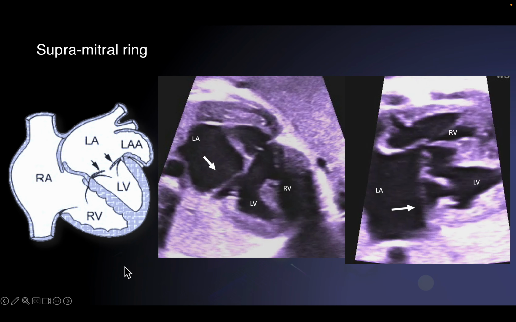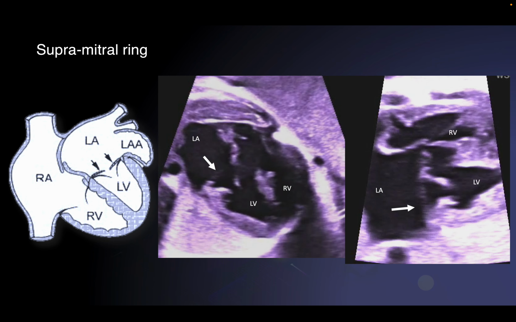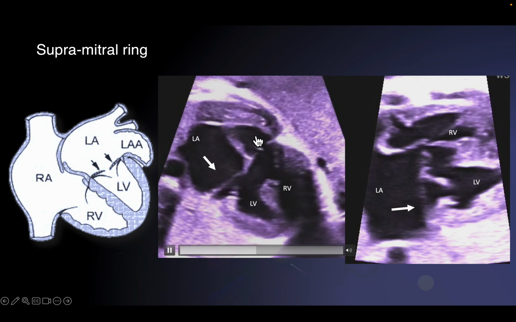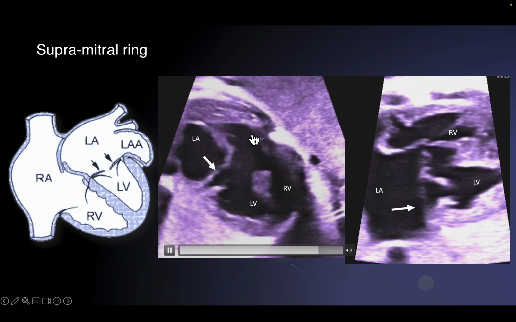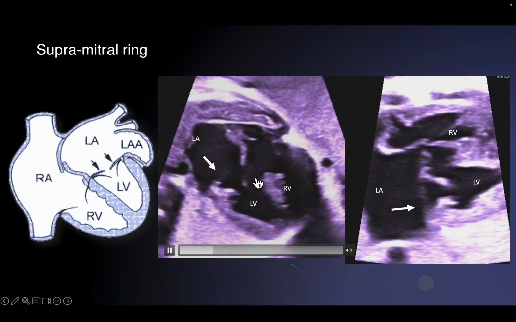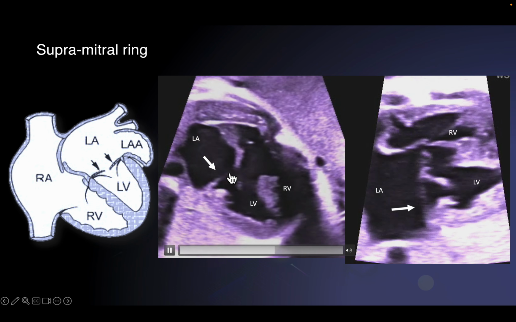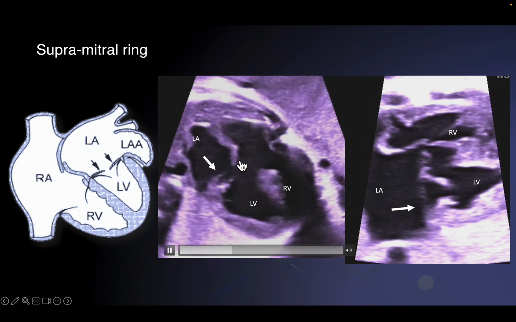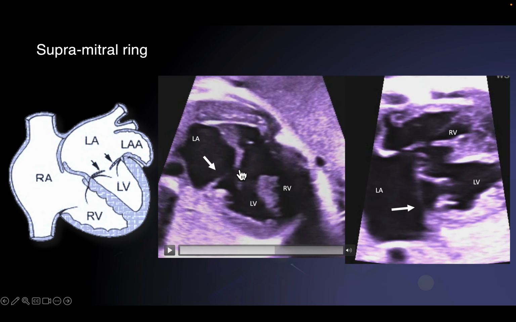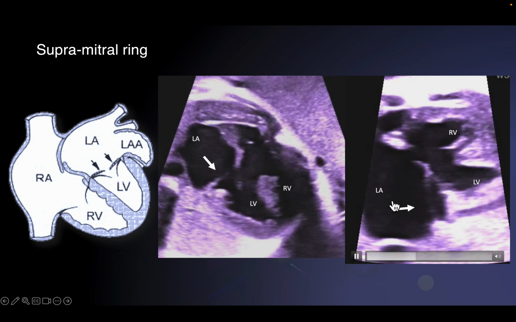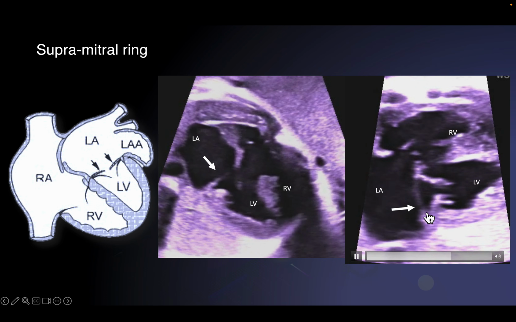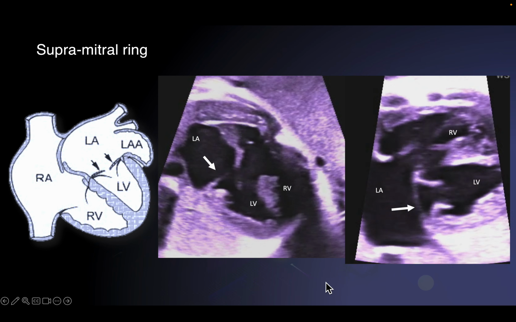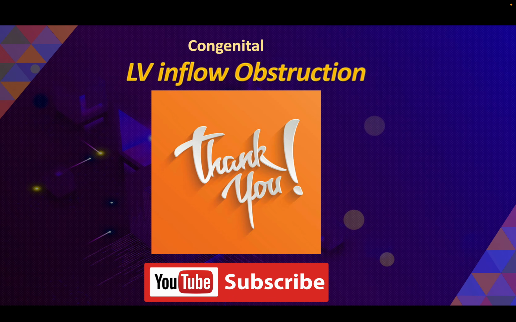I am showing you a case of about 26 weeks gestation, came for a fetal echocardiography. You have a left ventricle, right ventricle, you have a large VSD, and there is a large aorta overriding the VSD. But apart from that, you can see a membrane which is there at the level of the mitral annulus. Same membrane you can see very clearly at the level of the mitral annulus, not involving the mitral leaflets. This is what we call a supramitral ring, which could produce a mitral stenosis.